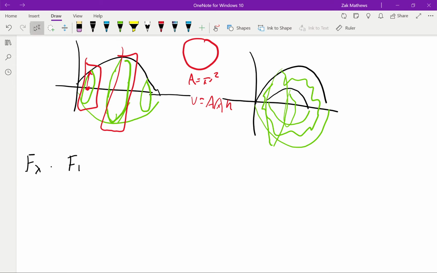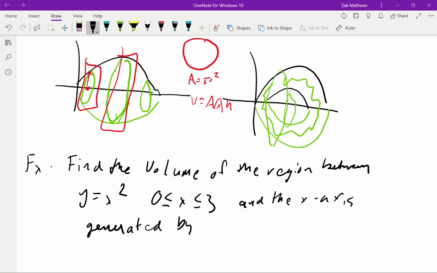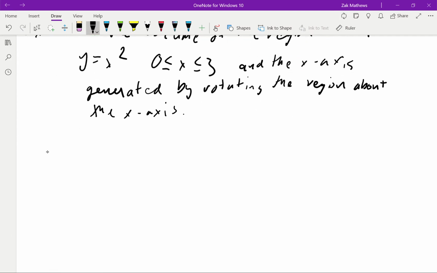Let's find the volume of the region between y equals x squared for x between 0 and 3 and the x-axis, generated by rotating the region about the x-axis. Okay, so the first thing I'm going to do is start with a picture.